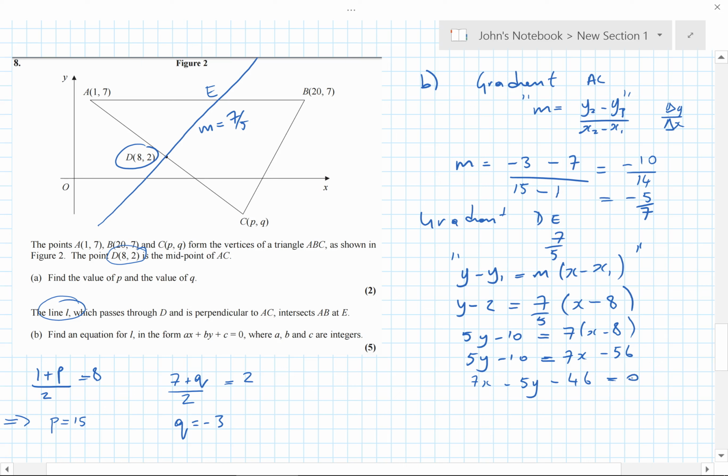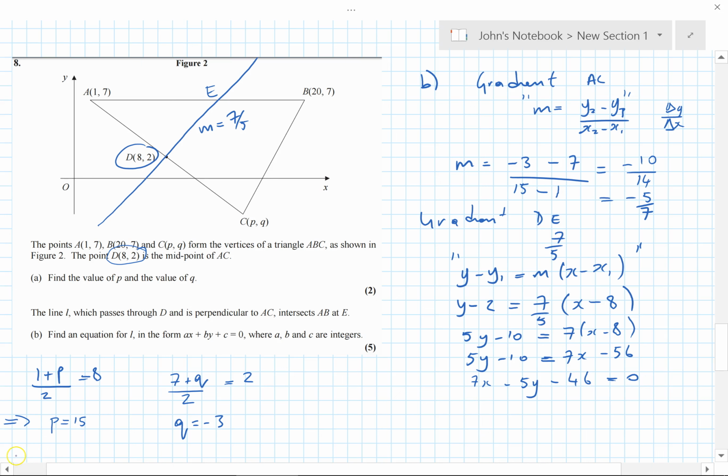Okay, I notice we have to have it in that form. These need to be integers. If we have fractions there, then it's not going to be right. It's asked specifically for that form. These have got to be whole numbers. Okay, so let's move on.